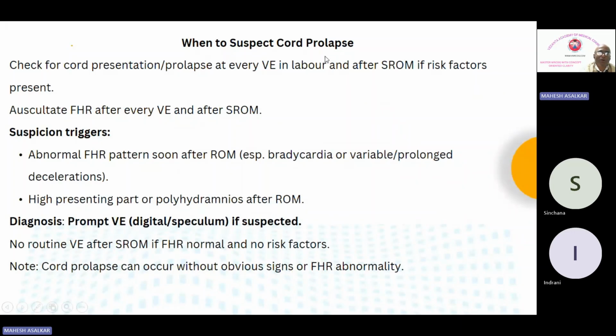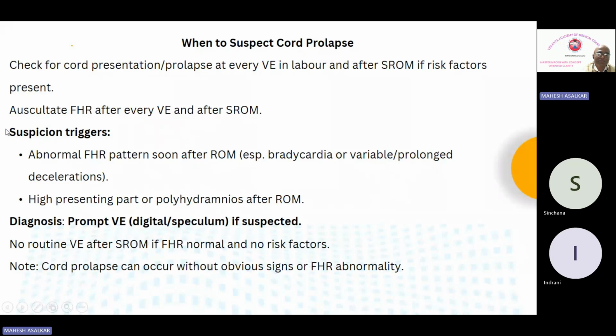So when to suspect cord prolapse? Check for cord presentation or prolapse at every vaginal examination and after SROM if risk factors are present. So if the risk factors are present, we have to do the vaginal examination in labor and after SROM, and auscultate the FHR after every vaginal examination and after SROM.